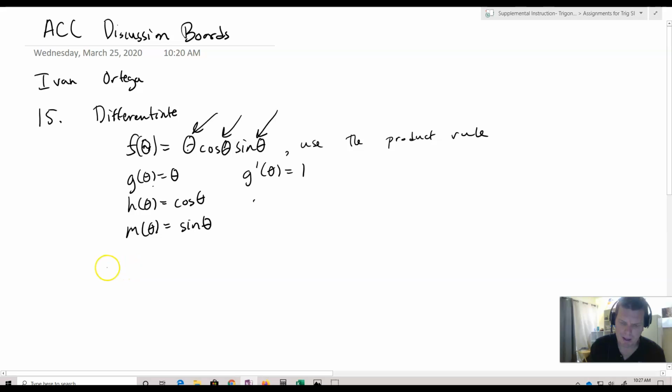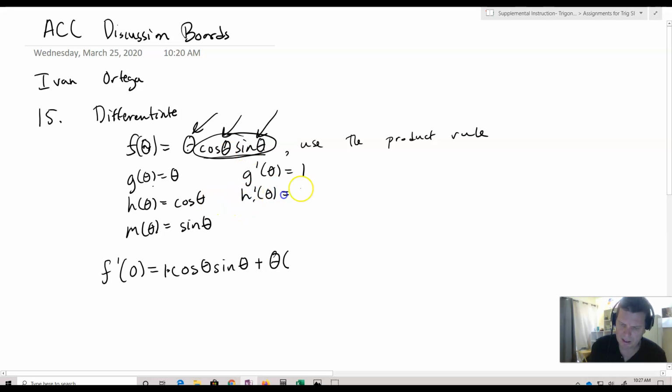So my f prime of theta is going to start out as cosine theta sine theta, because it's 1 times cosine theta sine theta. Then we're going to add to that theta times the derivative of cosine theta sine theta. That's first the derivative of cosine theta times sine theta, so h prime of theta is going to equal negative sine theta, and m prime of theta is going to equal cosine theta.